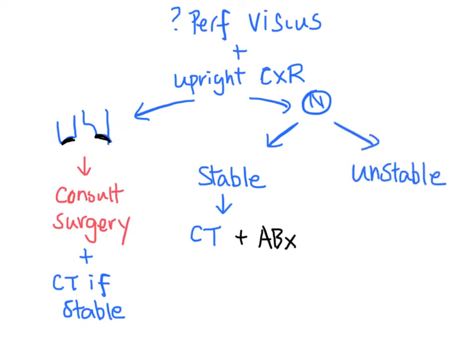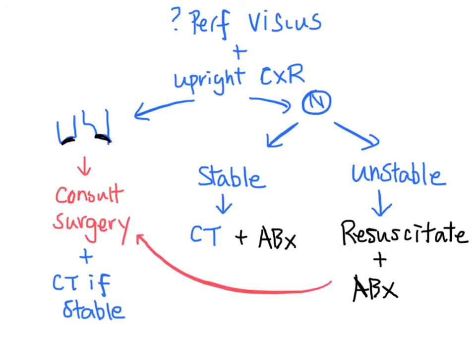What about if the patient is unstable? You want to resuscitate the patient, start antibiotics, and consult general surgery early. If the patient becomes stable after your resuscitation, you may choose to organize a CT scan in conjunction with the general surgery team. In summary, in this section, we talked about the diagnosis and treatment for perforated viscus.